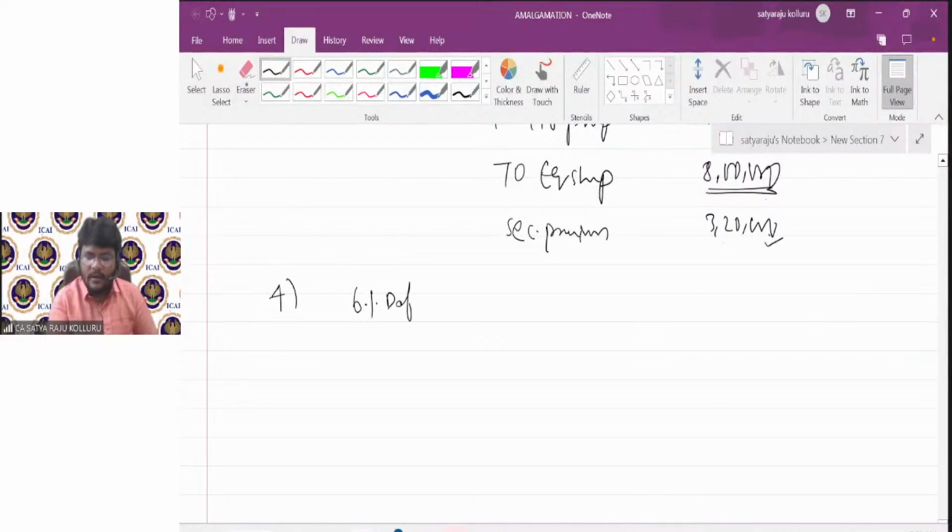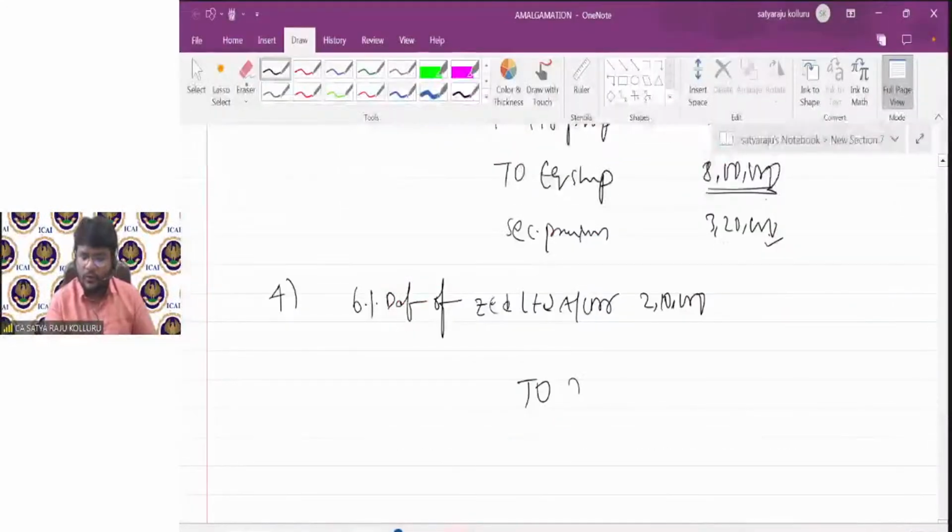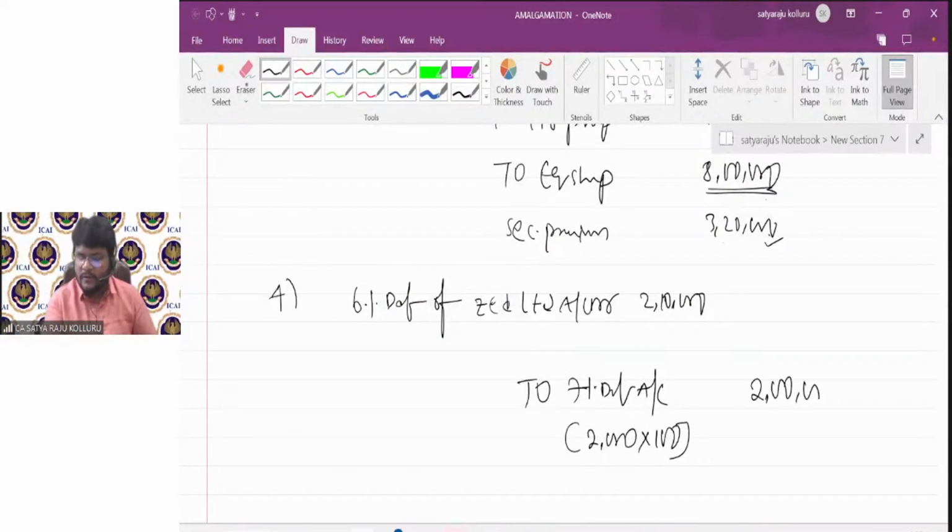6% debentures of Z Limited account at ₹2,10,000. You can issue your own company debentures. The face value is ₹100, to 7% debentures account. Sir, 2000 debentures into ₹100, which is equal to ₹2 lakhs.